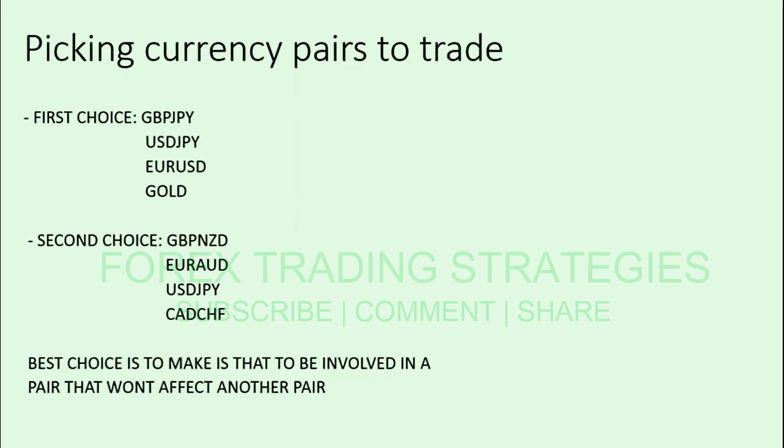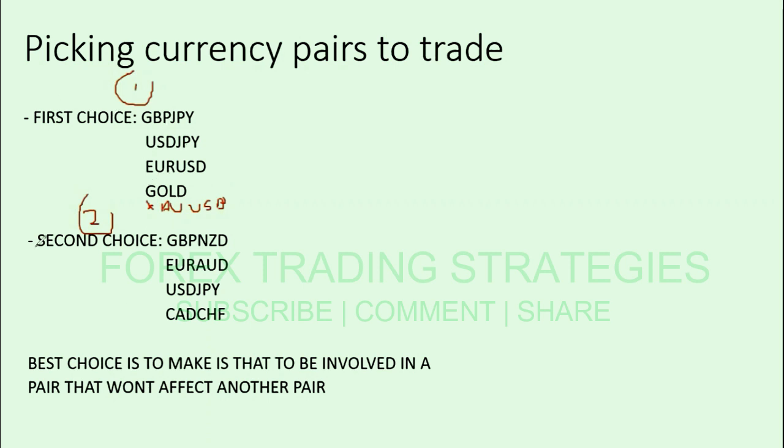Okay, now let's look at picking currency pairs to trade. Let's say we have two choices here, our first one and our second one. In the first we've got Japanese yen, US dollar Japanese, euro US dollar, and gold, XAUUSD. Now, here's our second choice. We've got the pound New Zealand, the euro AUD, the US dollar Japanese, and the CAD Swiss.